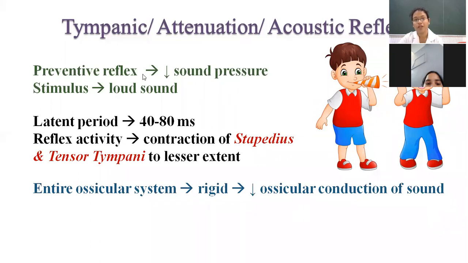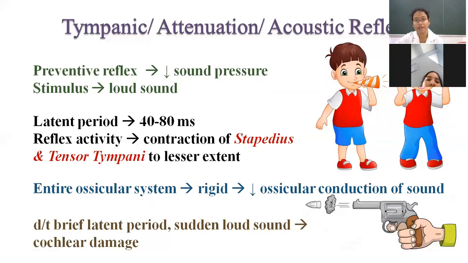So this is how exposure to loud sound causes this reflex and protects our cochlear membrane, the oval window, from damage. But if there is sudden exposure to loud sound like a gunshot or a bomb explosion, due to the brief latent period of around 40 to 80 milliseconds, this reflex doesn't come into the picture so early. So during that exposure, cochlear damage can happen, leading to sudden deafness.